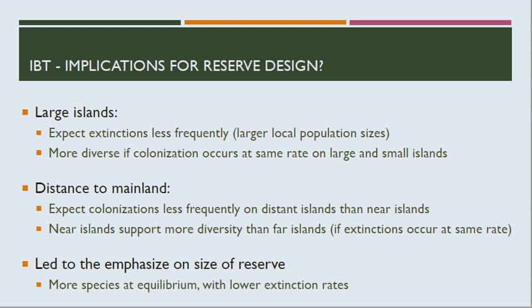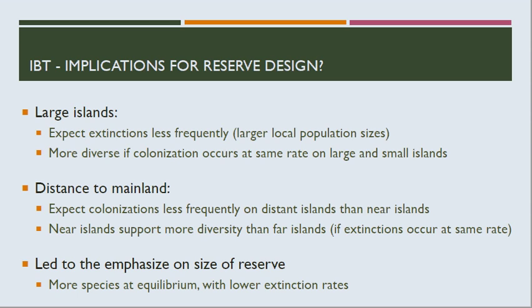So the implication is that a large reserve is better, and a reserve positioned close to a larger reserve, or clustered together with other small reserves, would be better because colonizations would be greater, and therefore larger numbers of species can be supported. Because often these reserves are going to be established in isolation and not really close to a source of other species, this tends to lead to an emphasis on the size of the reserve. So the bigger the reserve, the better.